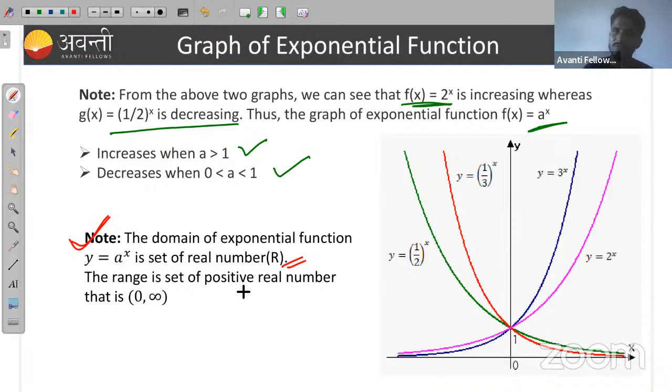आप x की जगह पे कुछ भी real रखो चलेगा. But the range is the set of positive real numbers only. It will never be 0. आप किसी भी function को देखो, ये तो x-axis को छुएगा नहीं. And ये कहाँ जा रहा है? ये बढ़ते बढ़ते कहाँ जा रहा है? Infinity को जा रहा है.